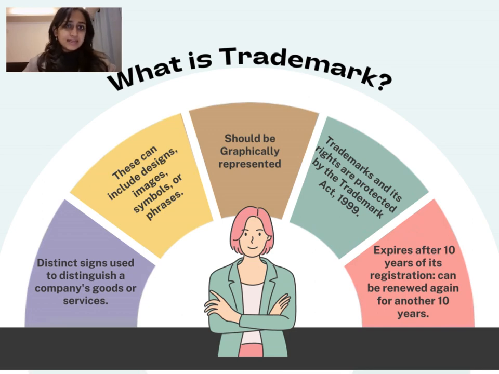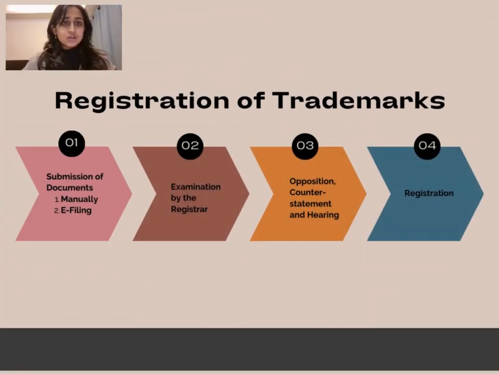of 1999. Every trademark, once applied, will be protected for a period of 10 years, after which you will have to renew the trademark registration. There are broadly four steps of trademark registration. Submission of documents, which can be done either by manual method or e-filing. Second one being examination of these documents by the registrar. Third one being opposition, counterstatement, and hearing. And the fourth one being registration.